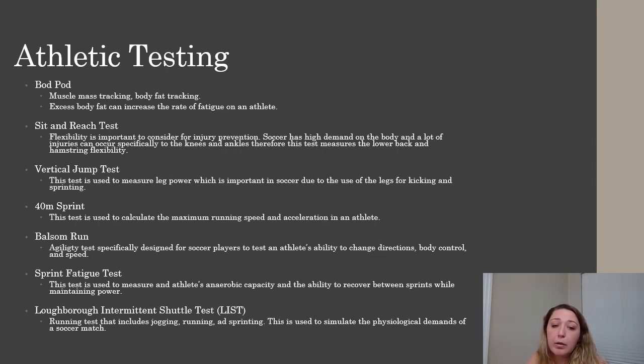Lastly, the Loughborough intermittent shuttle test. It's a running test that includes jogging, running, and sprinting. It's used to simulate the physiological demands of a soccer match. So they get put through a high intensity course, which mimics the needs that the sport would place on the athlete. That way they can condition themselves through it.